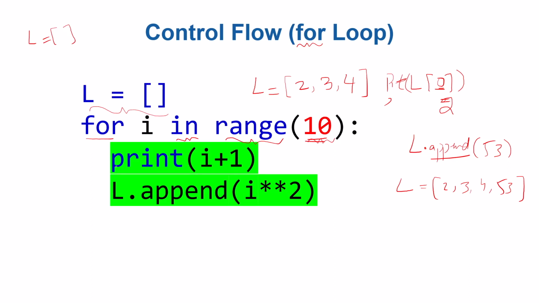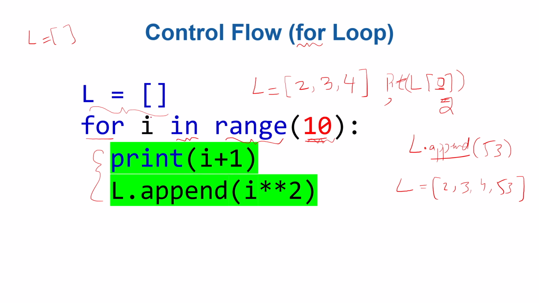That's the body of the loop, just like the body of the while loop. So first time I will be 0, and 0 is smaller than 10. You print I plus 1 and append the square of that in a list. Then next time this range will automatically return the next number into I.